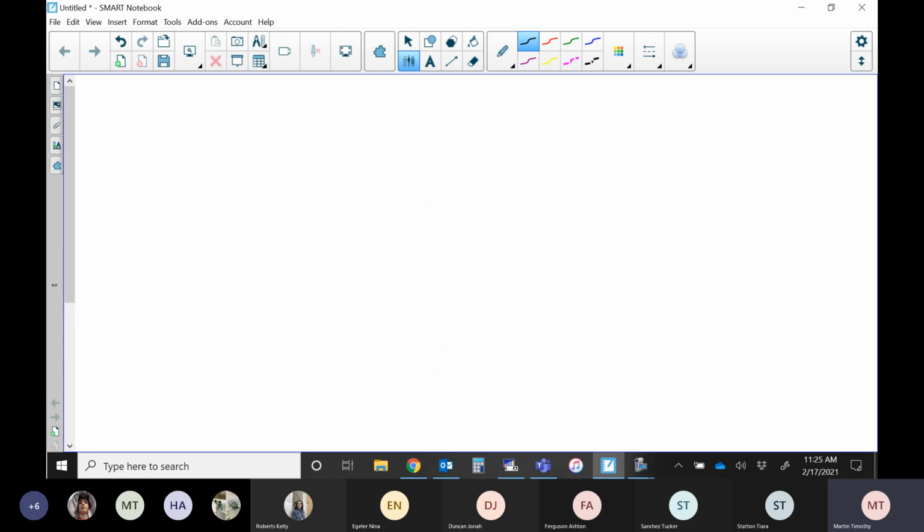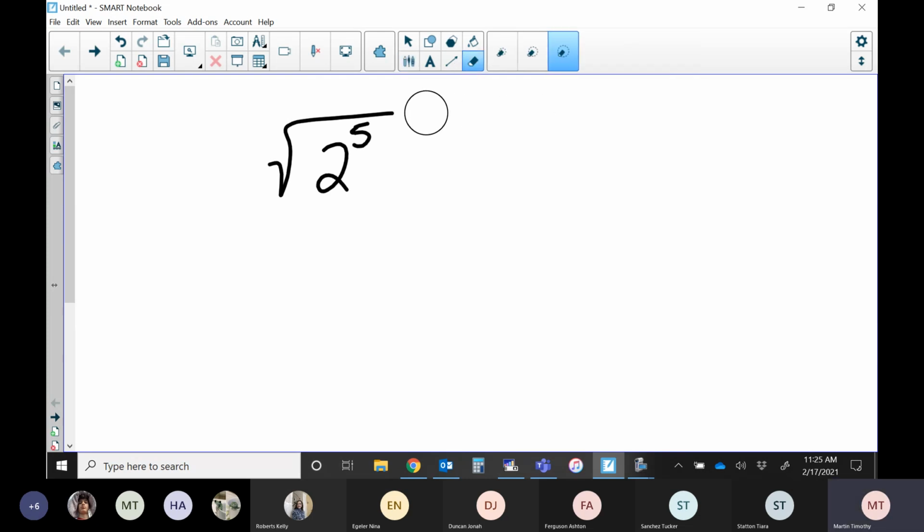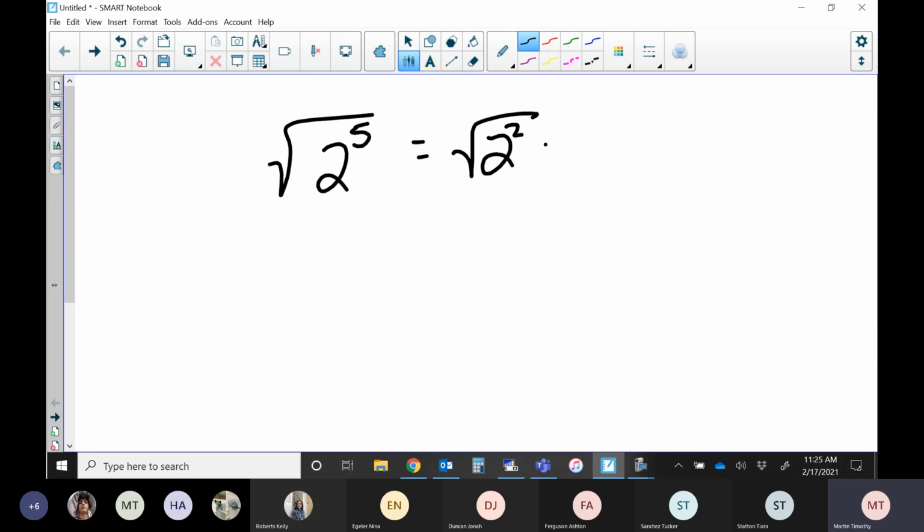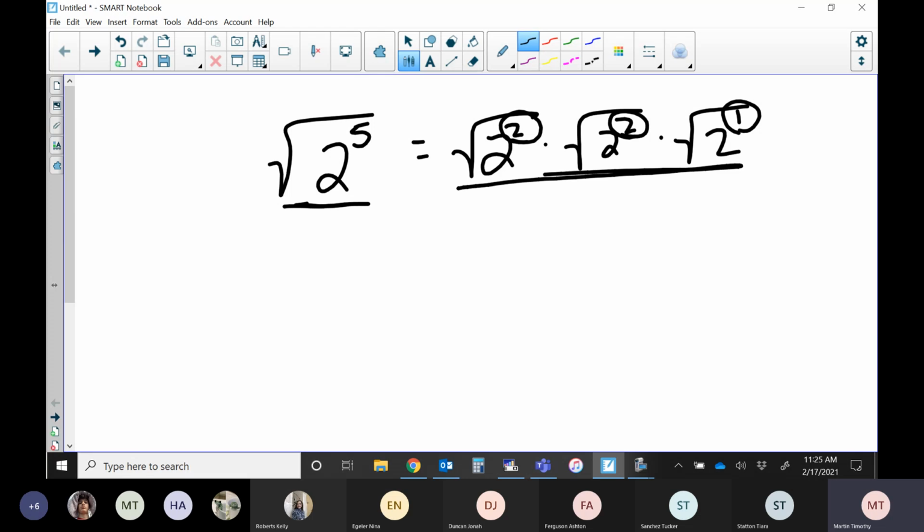So let's talk about this. What if I had, I'm going to do the prime factorization, 2 to the 5th power underneath this? So I'll just leave it as that. What in the world? Well, really, I could think of that as 2 squared times 2 squared times the square root of 2. If you think about it, that's because this is 2 2's, there's another 2, which is 4, and then there's another one, which is 5. So this right here is the same thing as that.